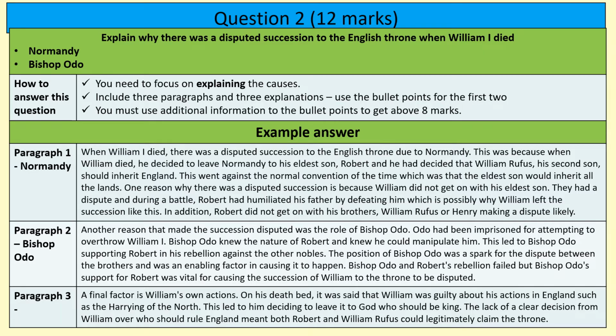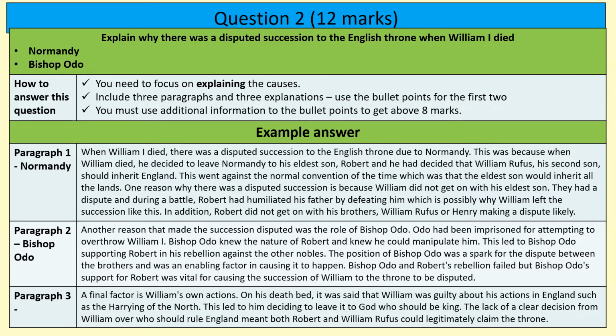You need to focus on explaining the causes, use that language of causation. This was an important cause because this was an underlying cause, trigger cause, phrases like catalyst, for example, and these are all good historical language to use. Include 3 paragraphs and 3 explanations within those paragraphs. Use the bullet points, as I said, for the first 2. And crucially, you must use additional information to the bullet points to get above 8 marks. So let's have a look at an example answer.